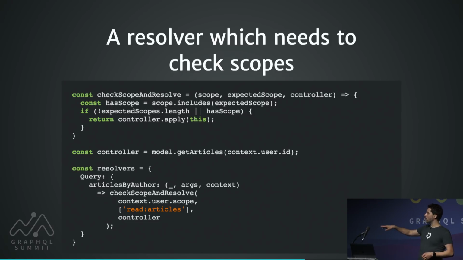And then all it becomes is that when we go for articles by author, we just have to pass in the scope that the user has that we know and trust that they have. We're going to pass in what we expect them to have. And then finally, the controller that's going to handle that piece. Now we can reuse this across our API.